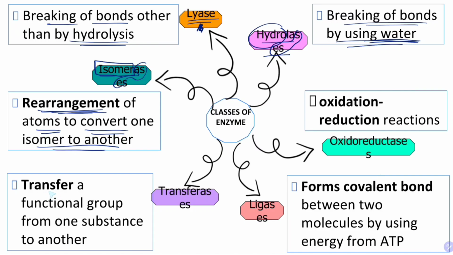Next is transferase. So transferase is, as the name suggests, to transfer functional group from one substance to another. Okay, so itu adalah transferase. Function dia untuk transfer functional group from one molecule to another molecule. Next is ligase. So ligase pun you should be familiar. So ligase adalah enzim yang akan tolong form covalent bonds between two molecules by using energy from ATP. Sebelum ni awak belajar DNA ligase yang akan tolong form phosphodiester bond.